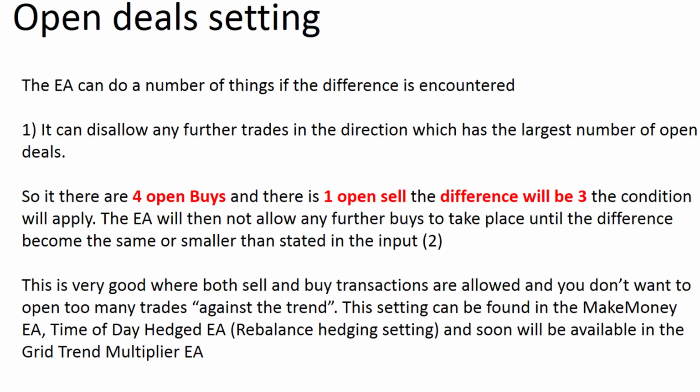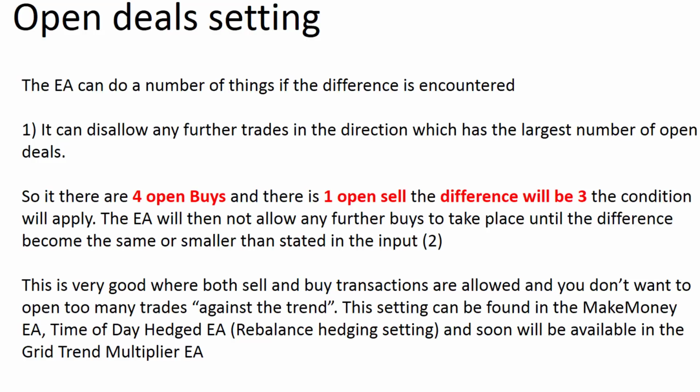Then the EA will stop managing the difference. So this is a fantastic setting for something like the grid trend multiplier, where there could be runaway trends, and this is a way of stopping the EA from opening excessive deals against the trend at any time. So this could happen at any time when the EA starts opening deals.